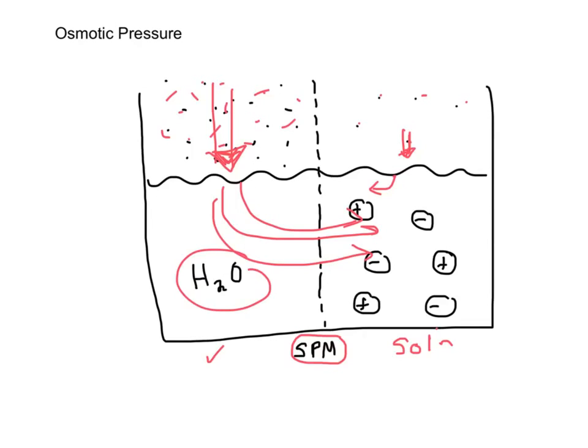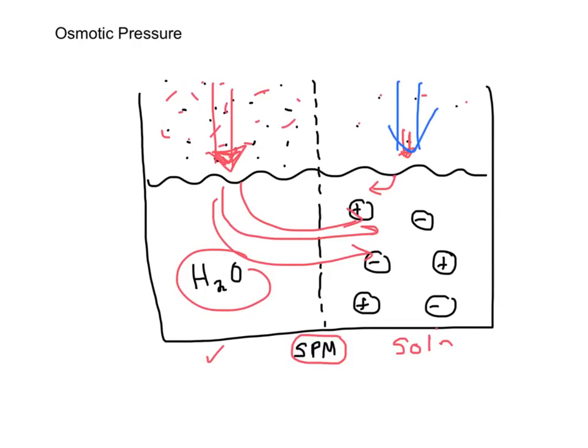So what the heck is osmotic pressure? Well, osmotic pressure is the pressure that I would have to exert above the solution to stop osmosis from occurring. So it's the pressure you exert above the solution to stop osmosis from occurring. That's what osmotic pressure is.